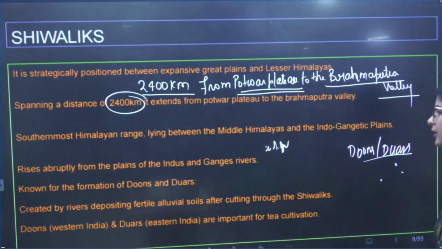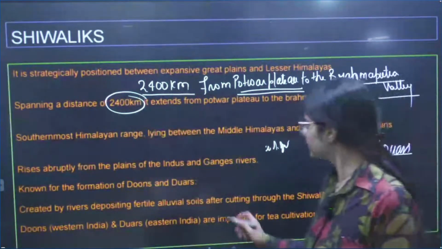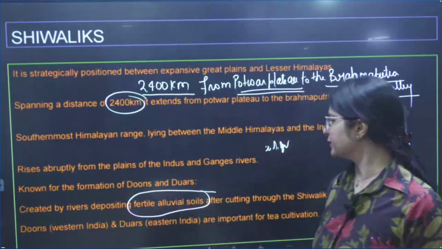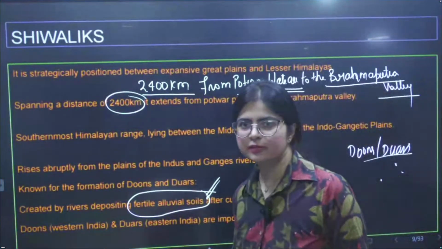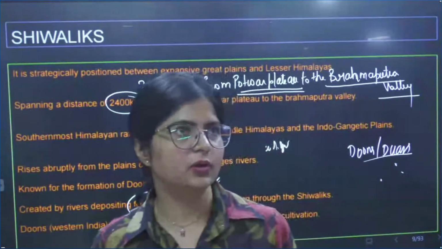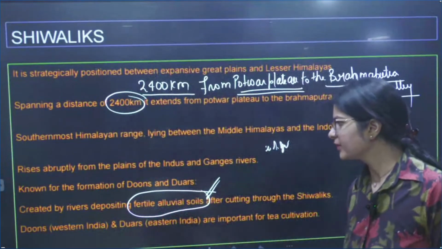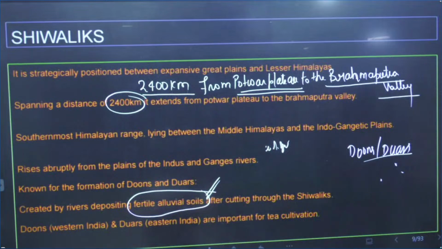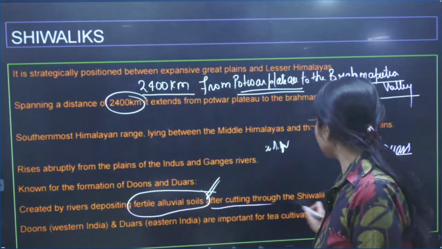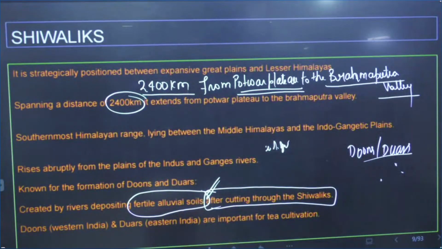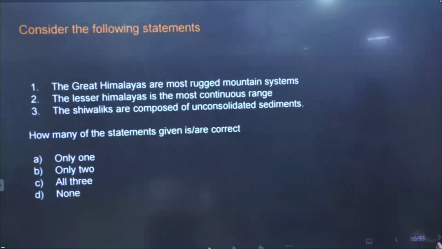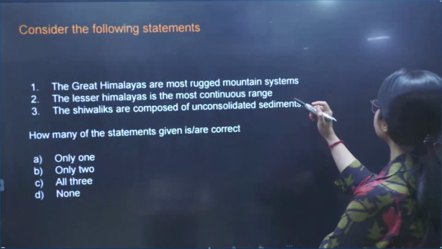Next is created by rivers depositing fertile alluvial soil. How the Shivaliks are formed, I'll discuss that also after this discussion. Okay. Created by rivers depositing fertile alluvial soils after cutting through Shivaliks. Right. See how they have been formed, please understand.